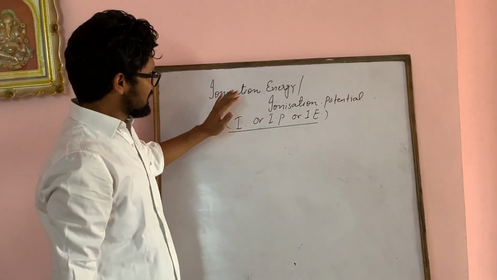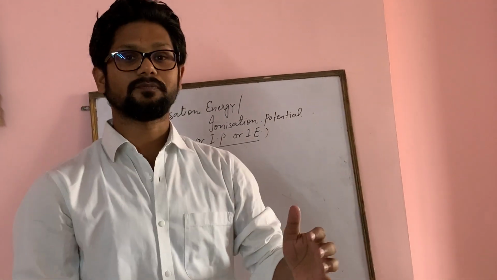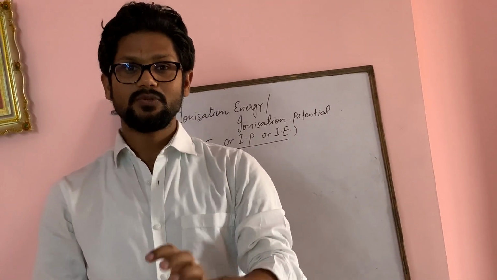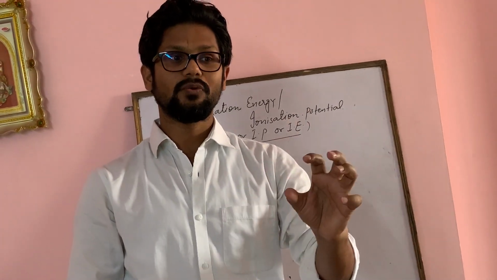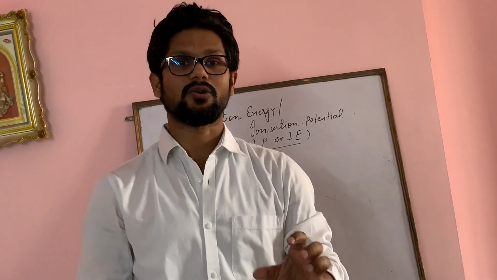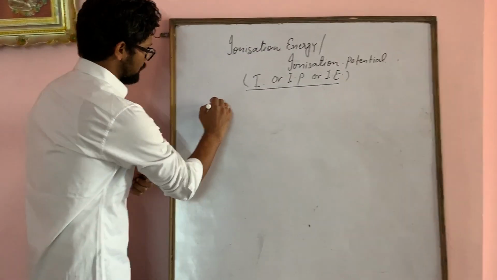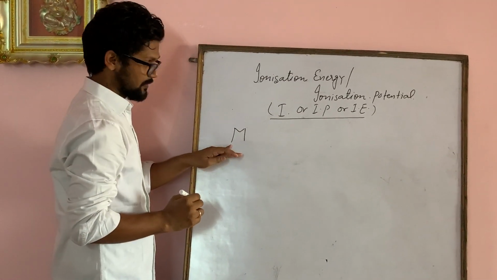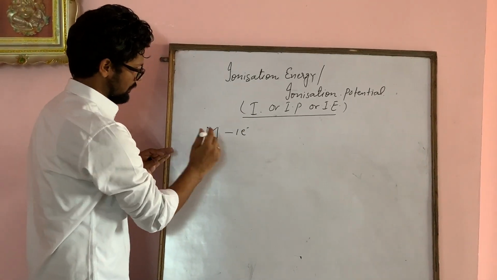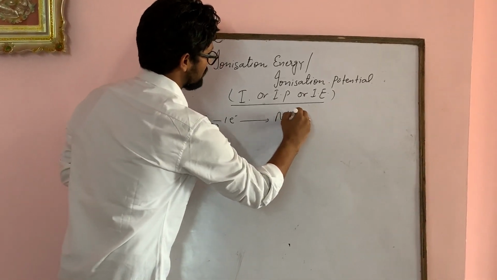So we can say that the minimum energy required to remove an electron from a neutral isolated gaseous atom to convert into a monovalent positively charged gaseous ion, that energy is known as ionization energy. Take an example. Suppose M here stands for a metal or an element. If an electron is removed from this gaseous atom, then it changes into M plus.